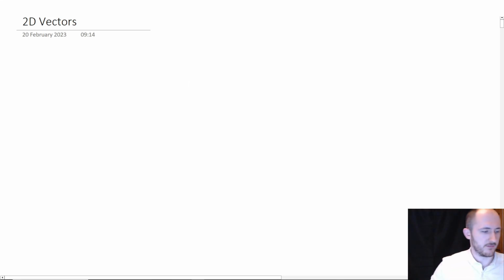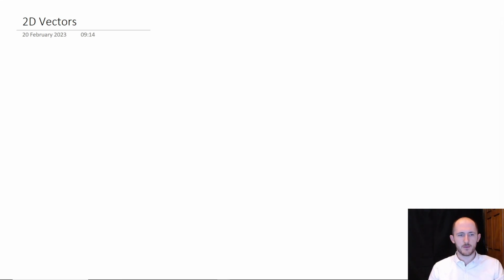Another one of the A-level maths tuition lessons. So today we're coming up towards the end of AS mechanics. We're going to do two-dimensional vectors. With two-dimensional vectors you have two notations that you can use for them, which you would have seen before.